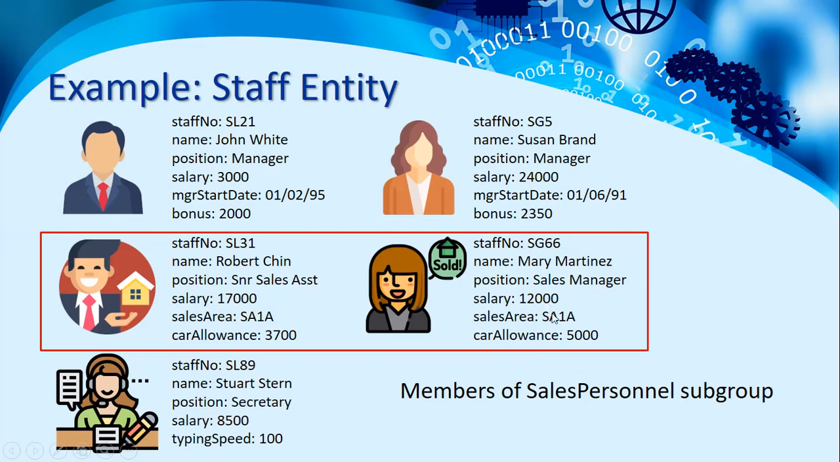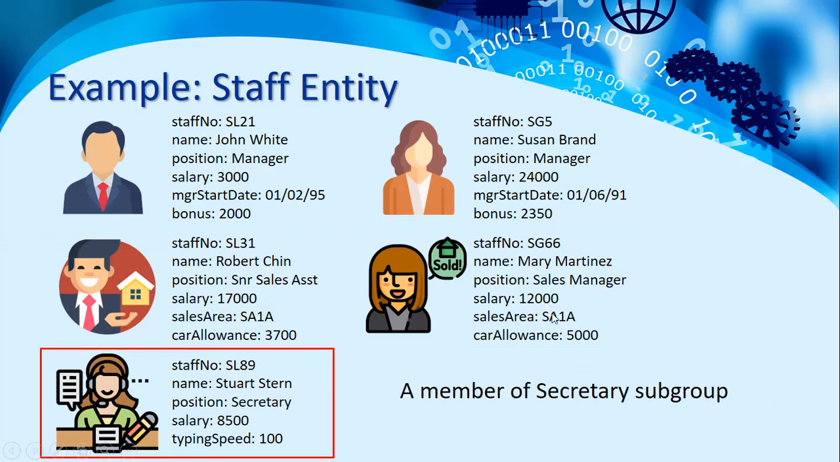And lastly, we have this lonely member here that has his own attribute, typing speed. This attribute doesn't exist in the other members of the staff; it's exclusive to this member. It's because this entity is a member of a secretary subgroup.